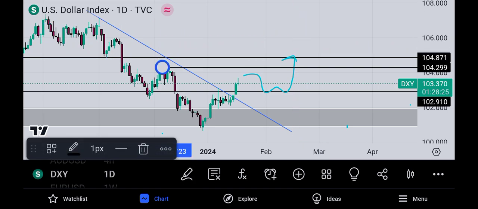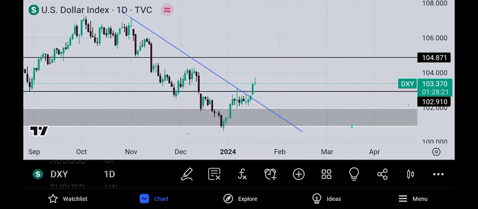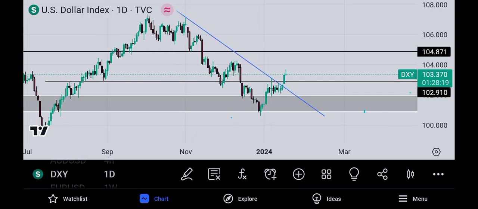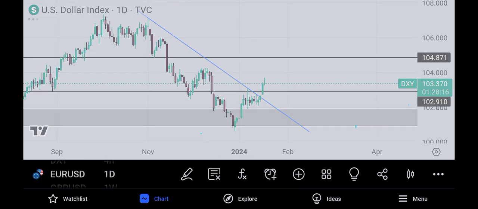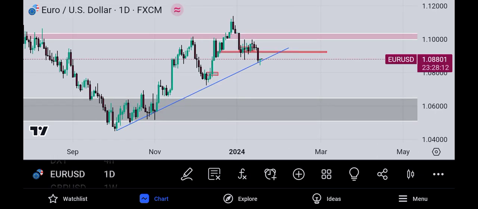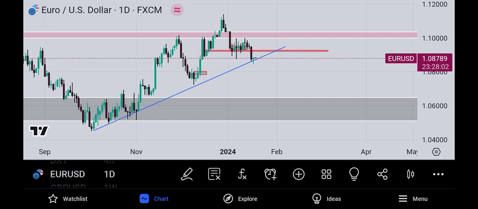Let me delete all these things from my chart to be clean. So that's that on DSY. That's how we go. I'll be taking opportunity of the buy move on DSY. Then let's go down to Euro USD. Euro USD is a bit confusing and deadly at the moment.